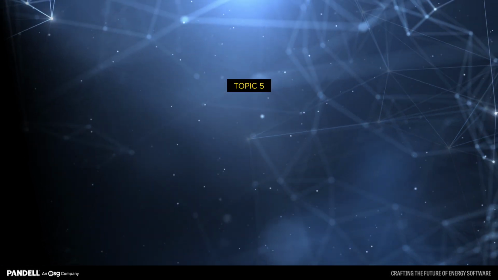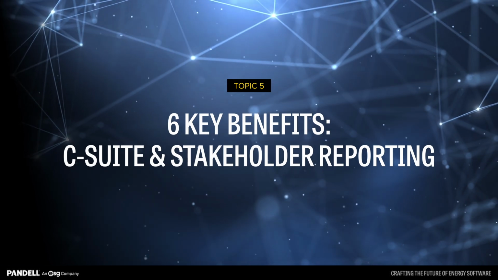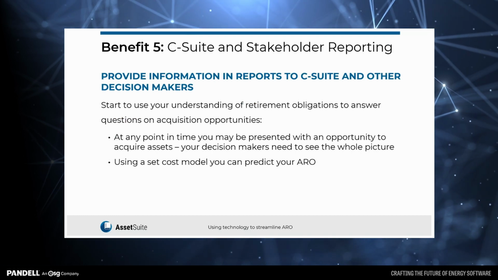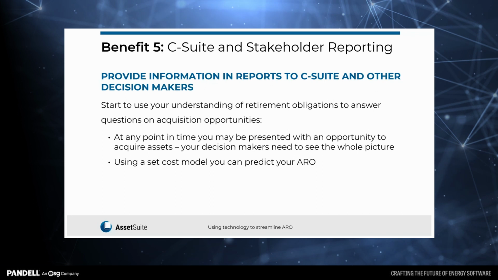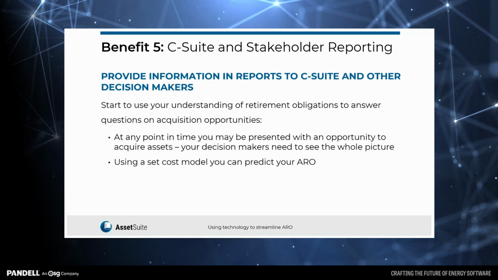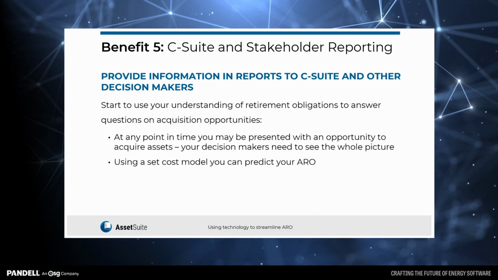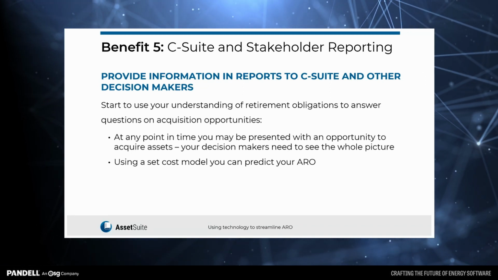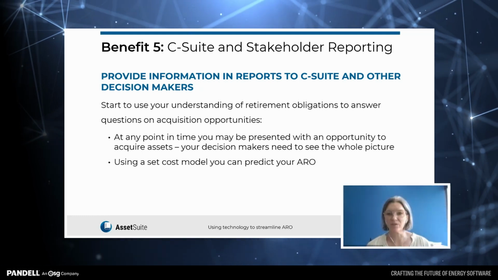Benefit number 5 builds on benefit number 4, which is being able to do C-suite and stakeholder reporting. If you're able to get better reports, you're going to be able to present to your audience and stakeholders a lot more cleanly and efficiently. So you start to understand the retirement obligations to answer questions about acquisition opportunities, for instance.